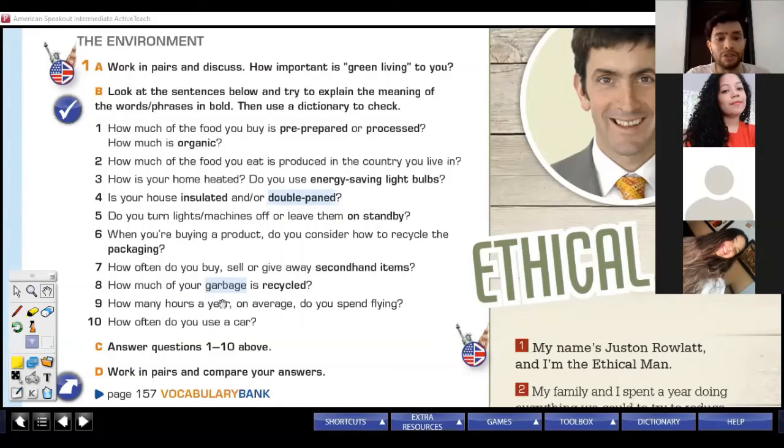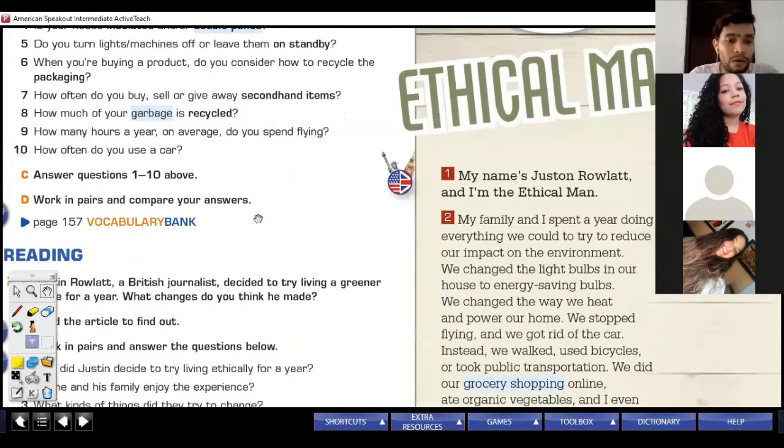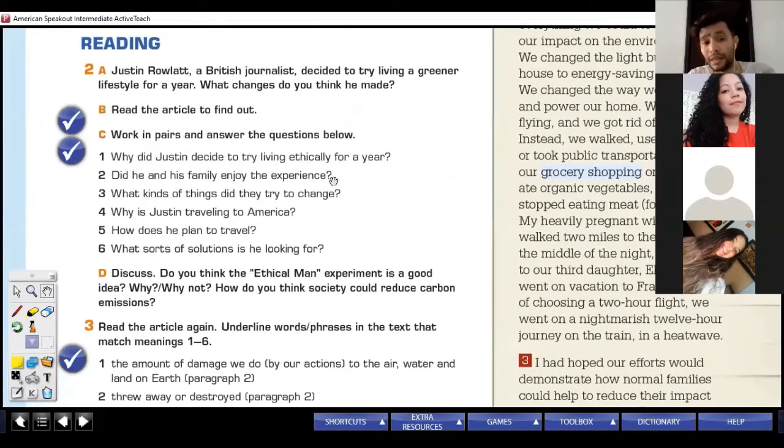Number 8, how much of your garbage is recycled? Recycled, well, we already know, it's easy to understand, so we can skip this one, guys. All right, so let's move on to the next exercise.